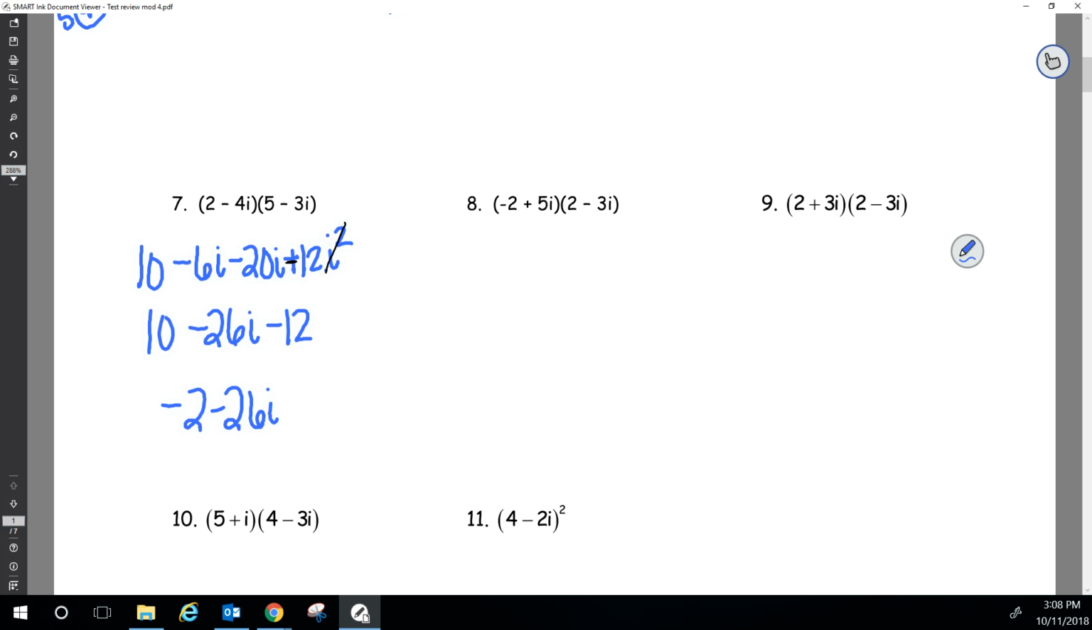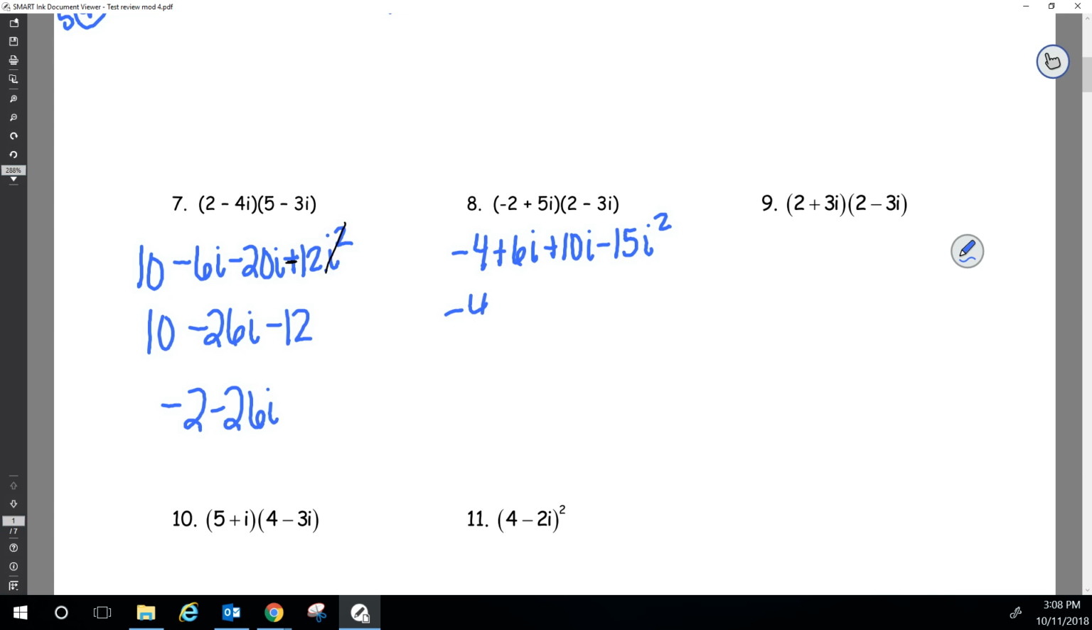All right, number 8. Negative 2 times 2 is negative 4. Negative 2 times negative 3i is plus 6i. 5i times 2 is 10i. 5i times negative 3i is negative 15i squared.